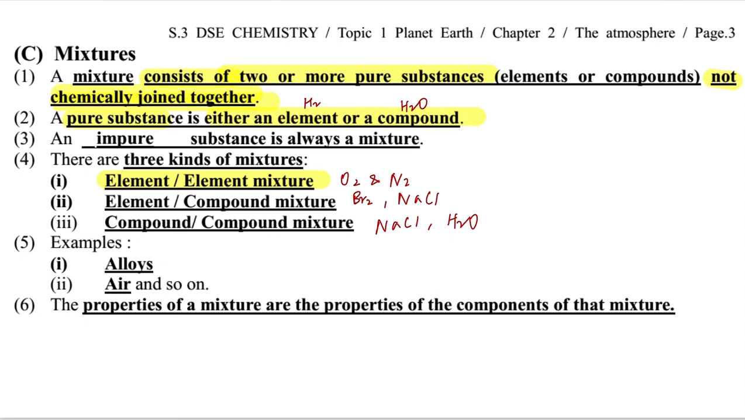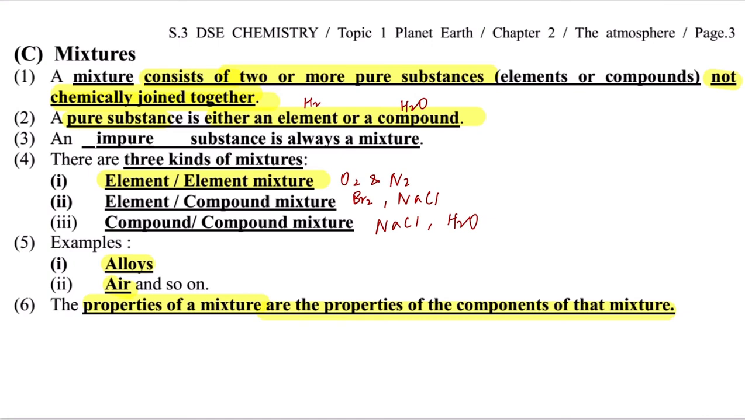So then number 5, examples. Examples are alloys. An alloy is a mixture because it is made of different metals and also some non-metal elements mixed together. Air is also a mixture with oxygen, nitrogen, carbon dioxide. The properties of a mixture are the properties of the components of that mixture. For example, air has oxygen, so air can support burning because oxygen can support burning.